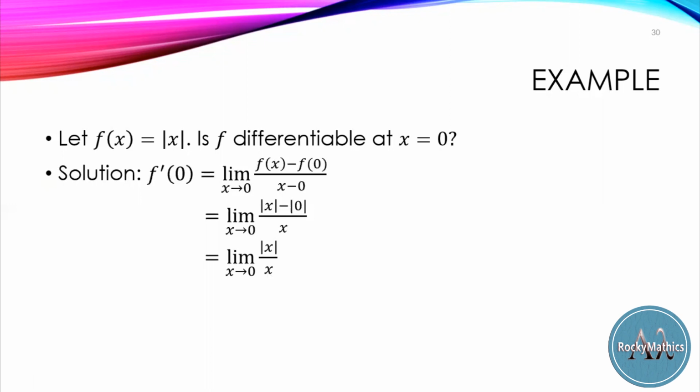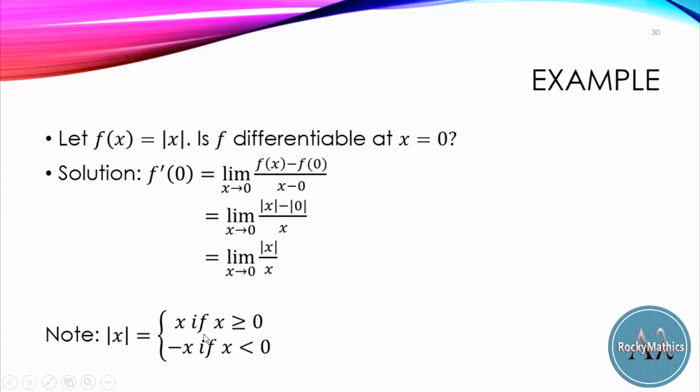Now, what's more interesting here is that the absolute value is defined like this. This is a piecewise defined function. So we have absolute value of x equals x if x is greater than or equal to 0, then negative x if x is less than 0. So absolute value again is a piecewise defined function because it comprises two expressions over a specified domain.